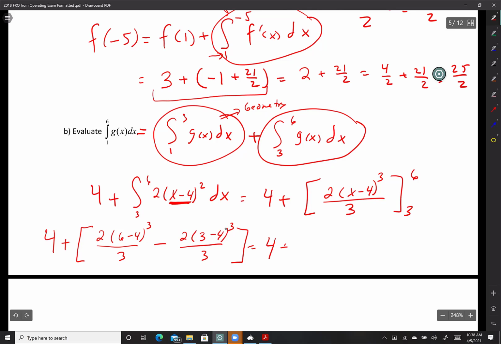Sorry, I need to have some fun, right? We're not scared. 6 minus 4 is 2. 2 cubed is 8. 8 times 2 is 16. 16 over 3 minus negative 1 cubed is negative 1. Negative 1 times 2 is negative 2, minus a negative 2/3. So 16, 17, 18. So let's see, 18 over 3. Does 3 go into 18? Yeah, it does. 6 times, right? So I got a 10.